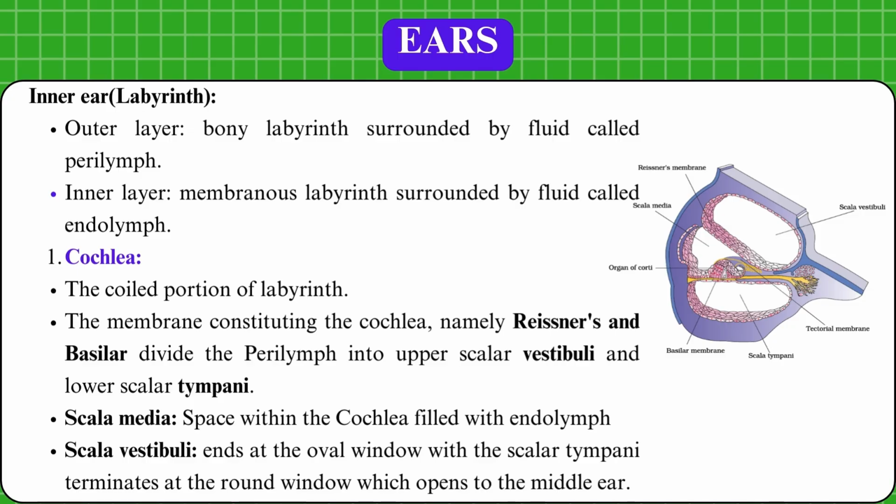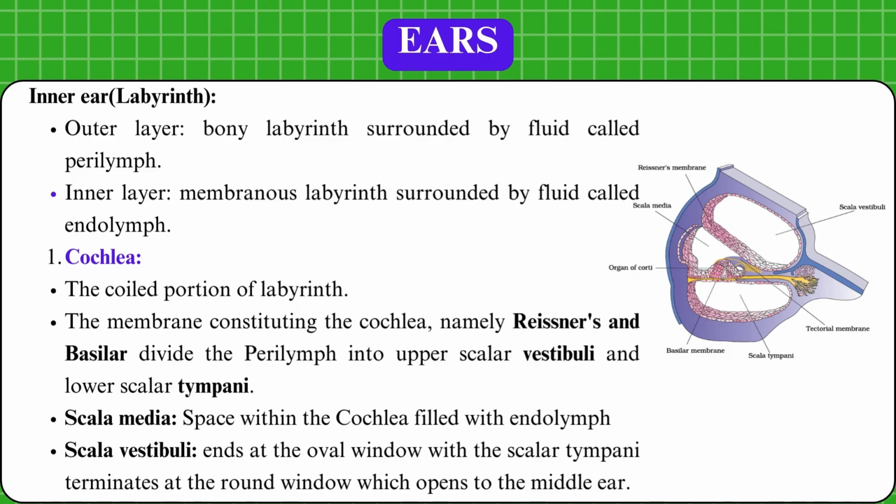Inner ear, labyrinth. Outer layer, bony labyrinth, surrounded by fluid called perilymph. Inner layer, membranous labyrinth, surrounded by fluid called endolymph. Cochlea, the coiled portion of labyrinth. See the picture. The membranes constituting the cochlea, namely Reissner's and basilar, divide the perilymph into upper scala vestibuli and lower scala tympani. Scala media: space within the cochlea filled with endolymph.